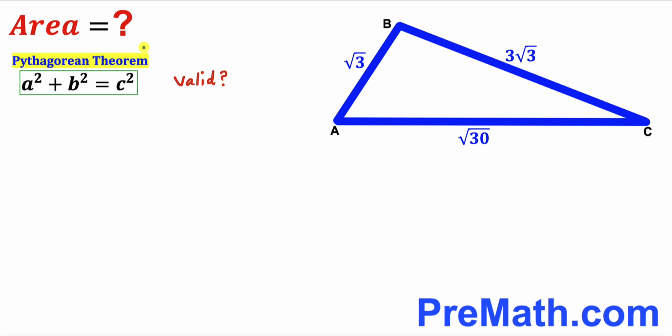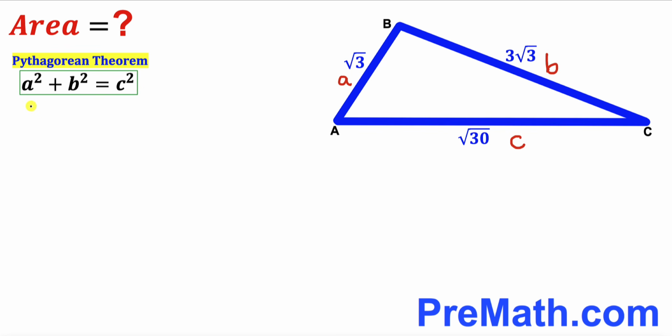Now let's recall the Pythagorean theorem, a squared plus b squared equals c squared, and we are going to see whether this theorem holds for these values. We know that this leg is our longest leg, so I'm going to label this side as lowercase c. And these two smaller legs, I'm going to label this one as lowercase a and this side lowercase b.